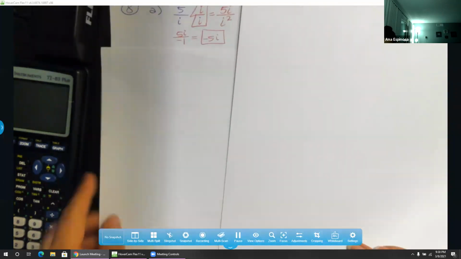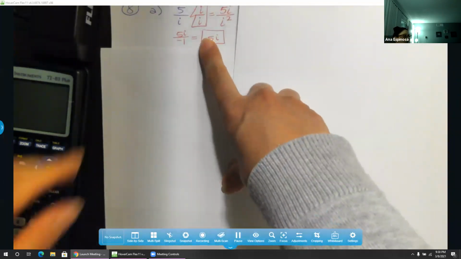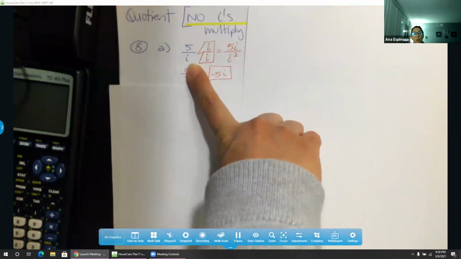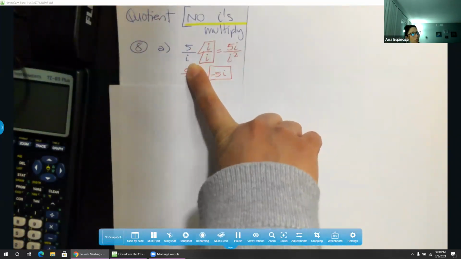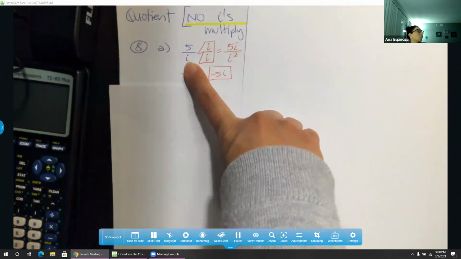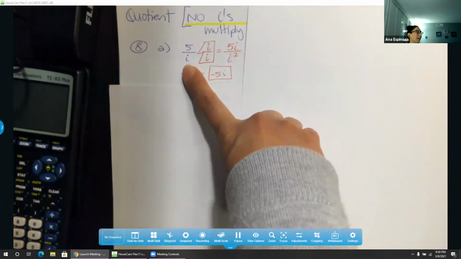So let's start with this. Now, this does not require a conjugate because it is not a binomial. However, I do have an i in the denominator. i's and radicals are not allowed in the denominator. You have to rationalize. You don't have a choice. So how do I get rid of the i?